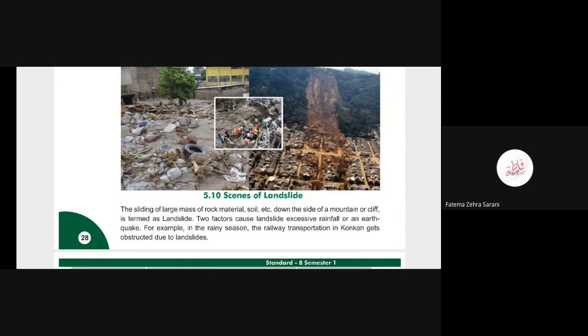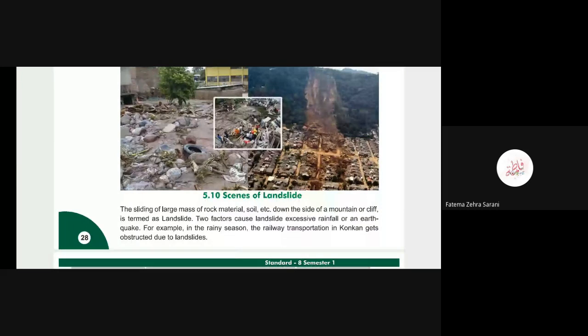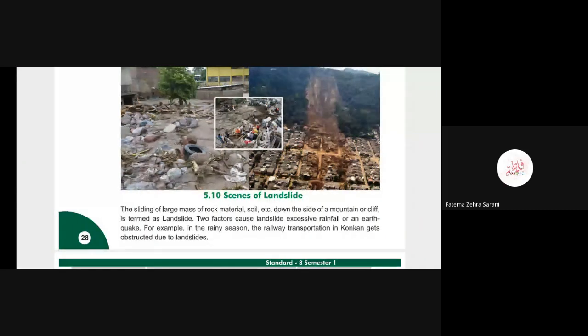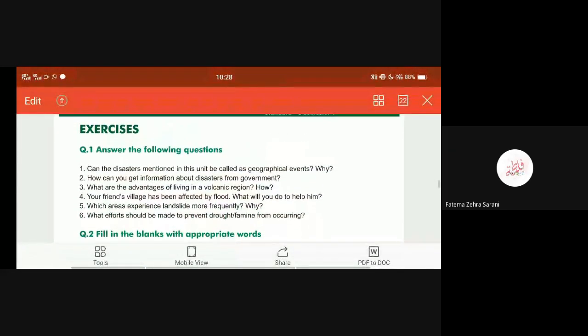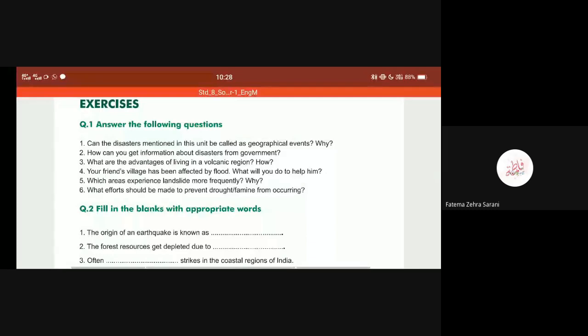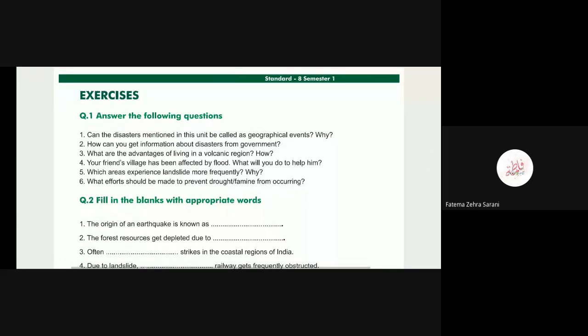Next, landslide. The sliding of a large mass of rock material, soil, etc. down the side of a mountain or cliff is termed as landslide. Two factors cause landslide: excessive rainfall or an earthquake. For example, in the rainy season, the railway transportation in Konkan gets obstructed due to landslides. Got it? Here we have completed the chapter. Any doubt?